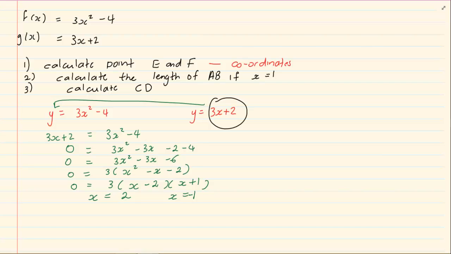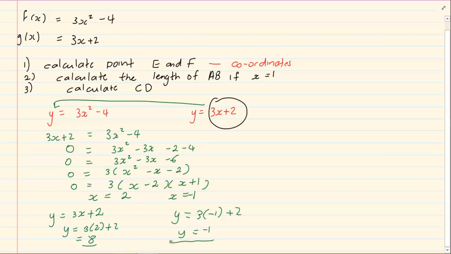Knowing your simultaneous equations, you know in order to get your y, you can go back to any of the originals. So we can say y is equal to 3x plus 2. So we have y is equal to 8, and then we do it again. y is equal to 3 times -1 plus 2, which gives us -1. So what is our coordinate? Our coordinates are 2 and 8, and then it is -1 and -1. Which one is which?